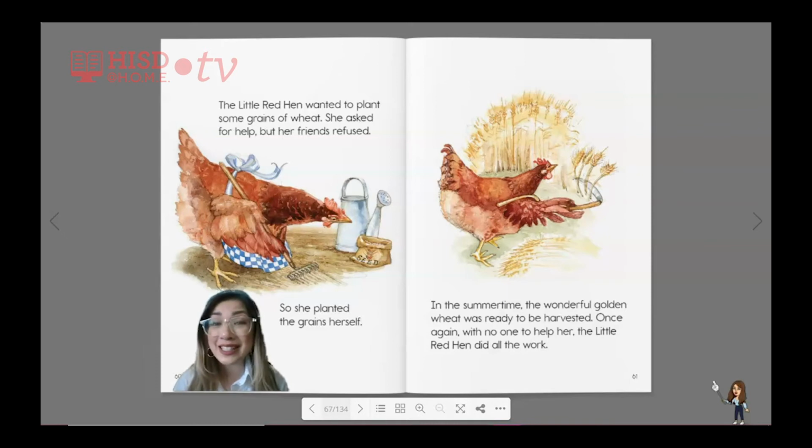Even though it doesn't say what the pig, the cat, and the goose are doing, I think they're just being lazy and laying down somewhere doing nothing, while the little red hen is over here working very, very hard.